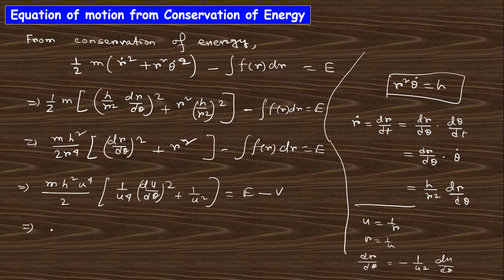So you can write here that du d theta whole square plus u square is equal to 2 times E minus V divided by m h square, with u to the power 4 taken out. Inside, this will be 1 and this will be u square. So here we get u square, and this is m h square. So this is the differential equation which we already obtained in the previous one.